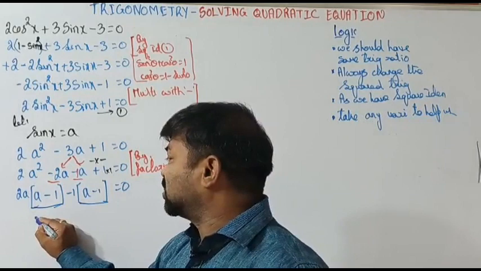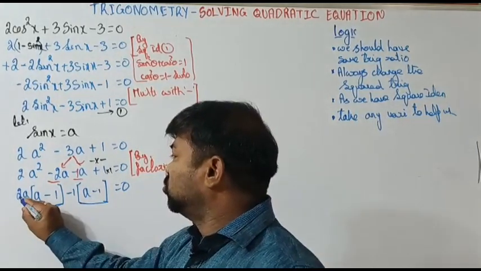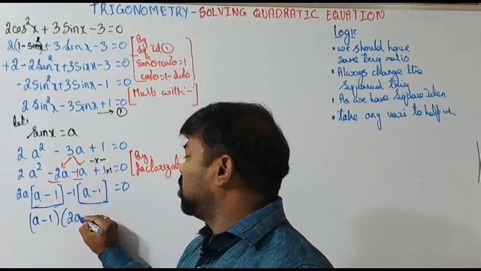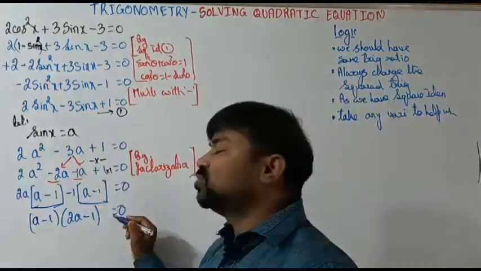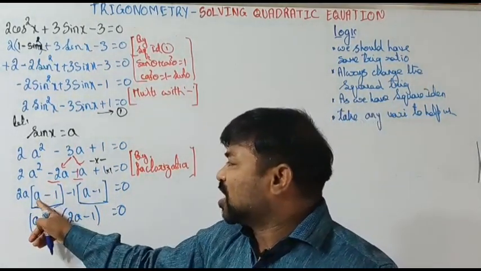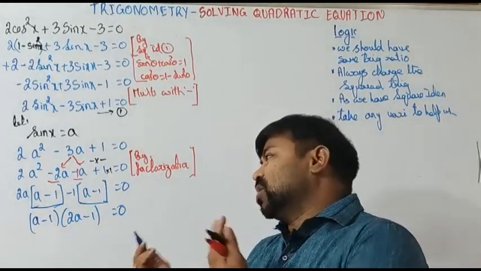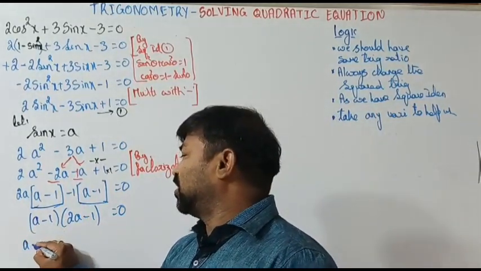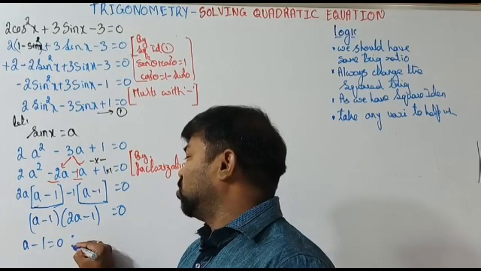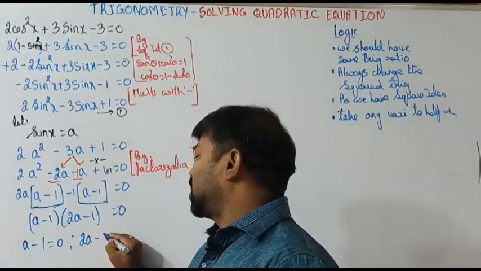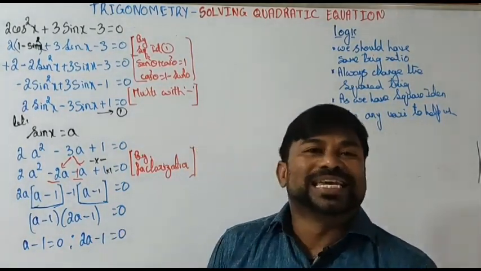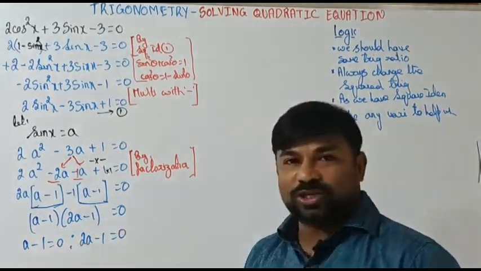Now let us write it as a minus 1 into the one which is outside, 2a minus 1 is equal to 0. Right, so a minus 1 is the first one, 2a minus 1 is the second one, is equal to 0. Now you will split it. Can I call it as a minus 1 is equal to 0, semicolon, 2a minus 1 is equal to 0. We got the two equations here.